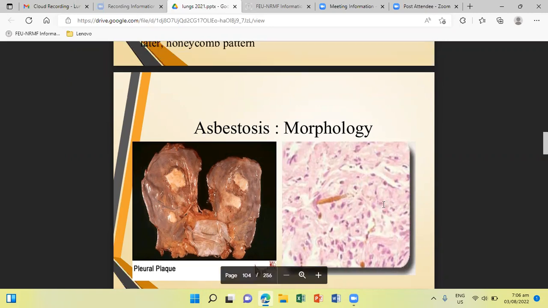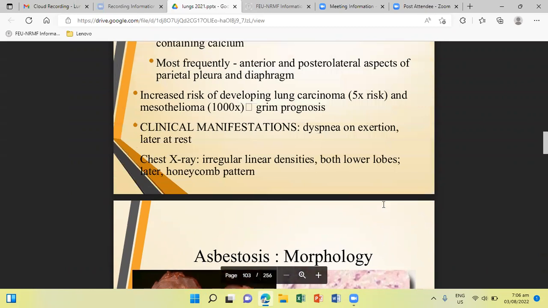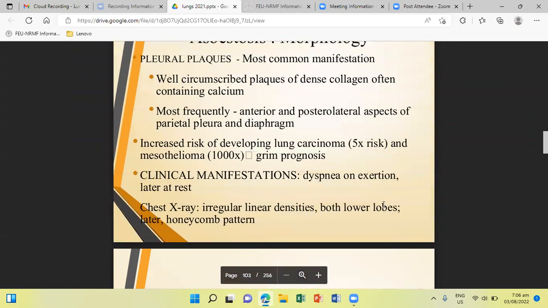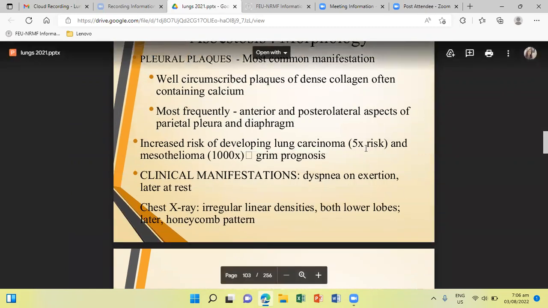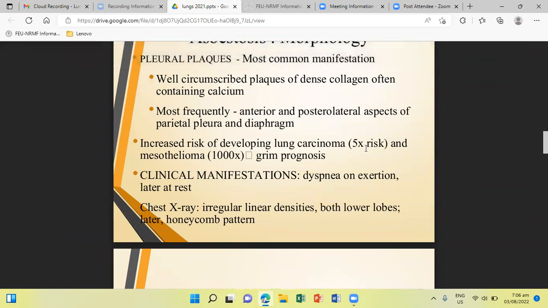So again, on your right is an example of an asbestos body. Do not forget that these patients have an increased risk of developing lung carcinoma. This time it is 5 times, and mesothelioma around 1,000 times. The clinical findings rarely appear fewer than 10 years after first exposure, and more often after 20 to 30 years. Dyspnea is usually the first manifestation.